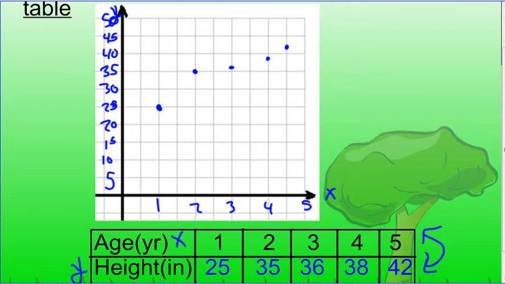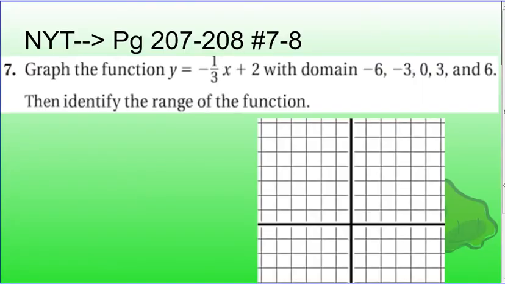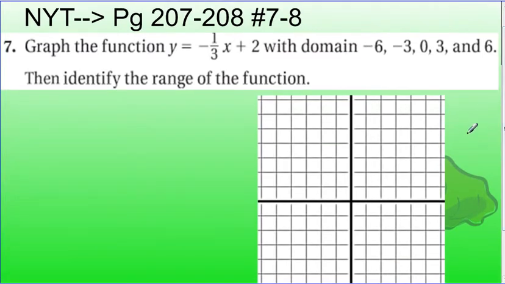The last two problems for the day come from the textbook. This is a nice short lesson. So, problems numbers 7 and 8. Go ahead and do them right now.